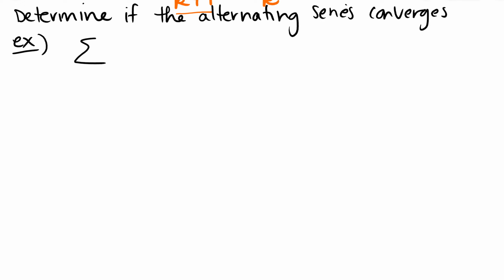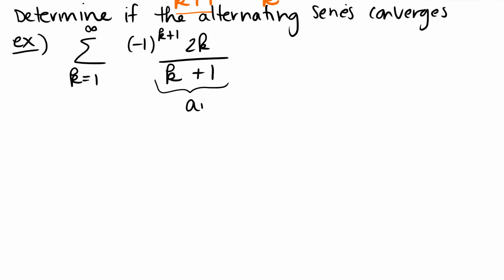So, for example, if I had something like this, negative 1 to the k plus 1 of 2k all over k plus 1. Okay, so I have negative 1 to the k plus 1. This is an alternating series, right? Because I go from positive to negative, and my a sub k then is this 2k over k plus 1. And so remember the two things I have to show.